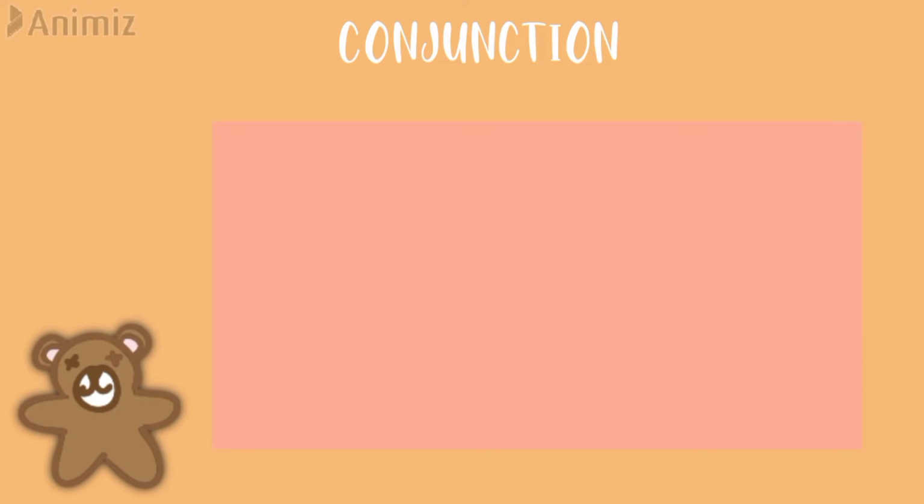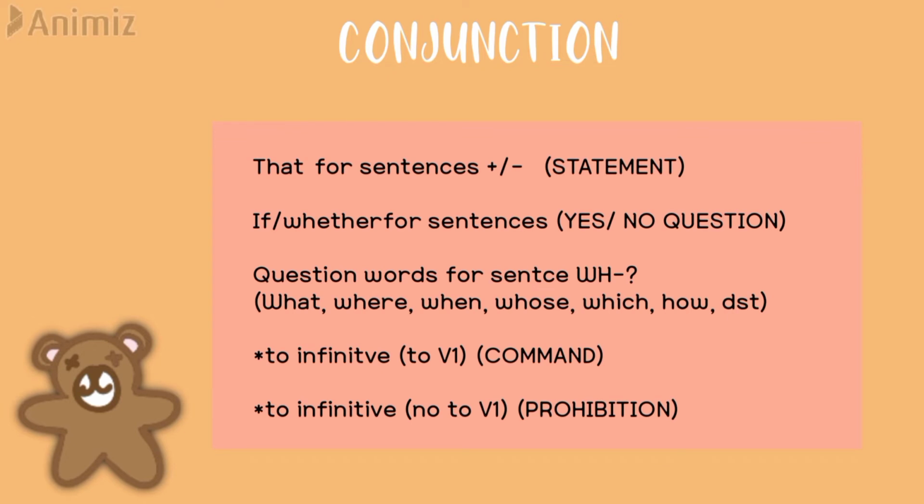There are some rules for conjunctions when we use indirect sentences. That for positive and negative sentences or statements, and if or whether for yes-no questions, question words for informative questions like what, where, when, whose, which, how, and to infinitive, or to plus verb 1, is for command or imperative, and not to verb 1 is for prohibition.